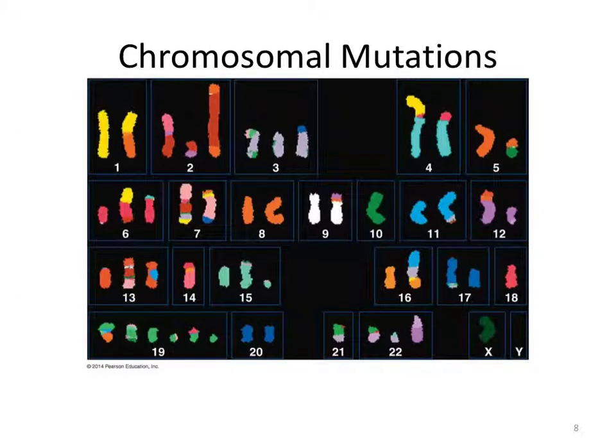Other types of mutations can be much, much larger. The category of mutation known as a chromosomal mutation is what happens when you have a large-scale change in the content or number of chromosomes. So you have one too many or one too few chromosomes, or you have large chunks or regions of one chromosome moving to another chromosome, something called transposition.